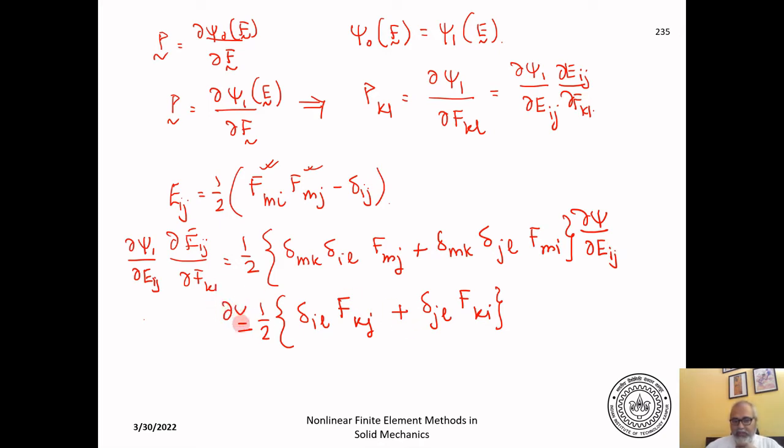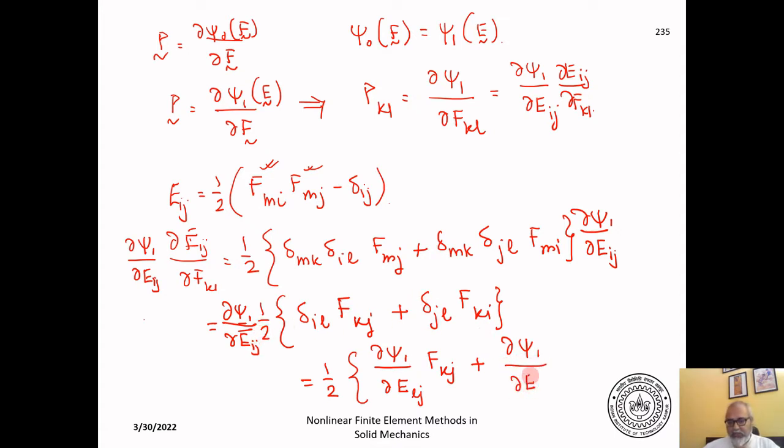Multiply this by del chi del e_ij, and then we will get half goes out, del chi del e, this i is knocked off by this l, so l j F kj, plus the j gets knocked off by the l, del psi, this should be psi 1, del psi 1 by this, j gets knocked off by l. So E i l F k i.